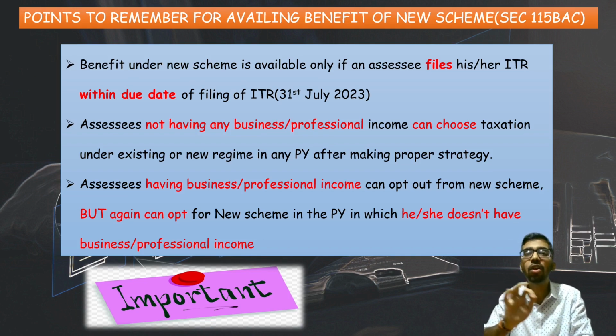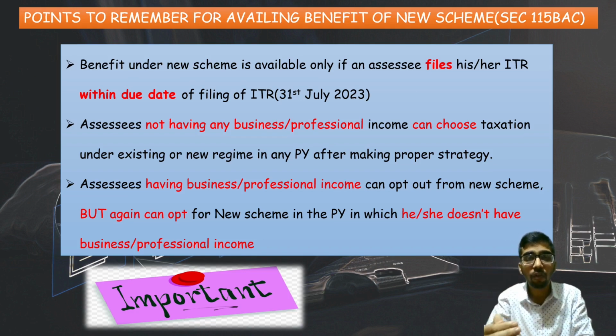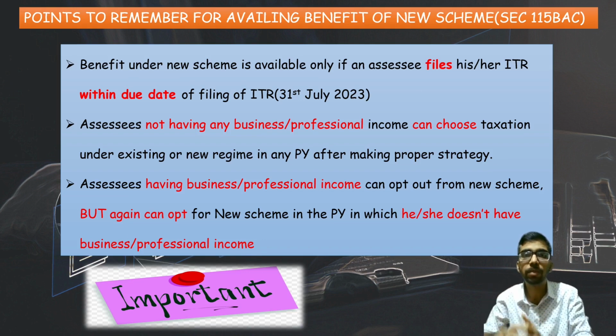An employee who does not have any business or professional income can choose taxation under the existing scheme or the new regime in any previous year, after making a proper planning strategy. If he does not have any business or professional income, he can come to the existing scheme in one year, and in the next year he can come to the new scheme, depending upon his planning strategy.